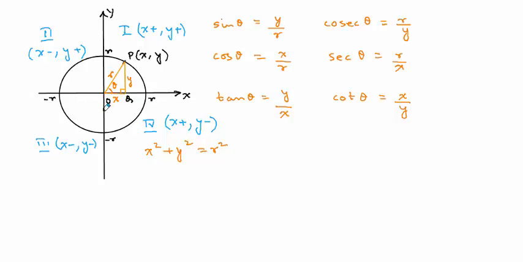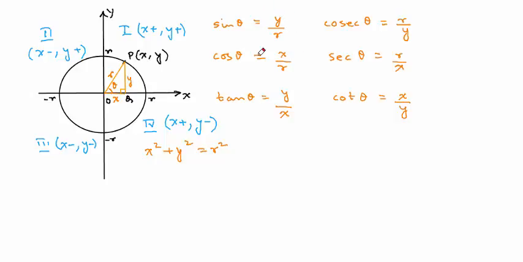You have 270 degrees here, and by the time it completes the full circle, theta is equal to 360 degrees. So if we extend this idea, we can pretty much find the trigonometric ratio of any angle between 0 and 360 degrees. We don't have to restrict ourselves anymore between 0 and 90 degrees.